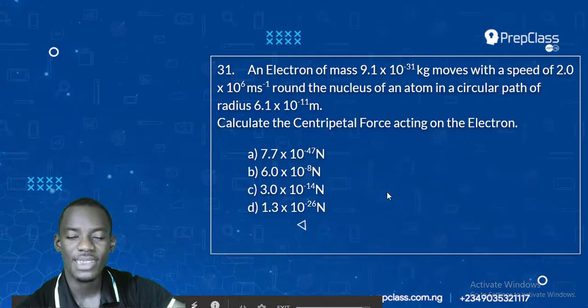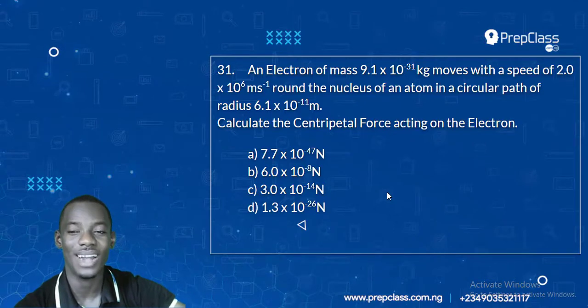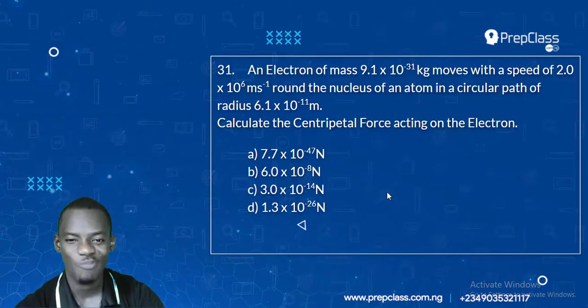And now let's look at number 31. An electron of mass 9.1 times 10 to the power minus 31 kilogram moves with a speed of 2.0 times 10 to the power 6 meters per second round the nucleus of an atom in a circular path of radius 6.1 times 10 to the power minus 11 meter. Calculate the centripetal force acting on the electron.